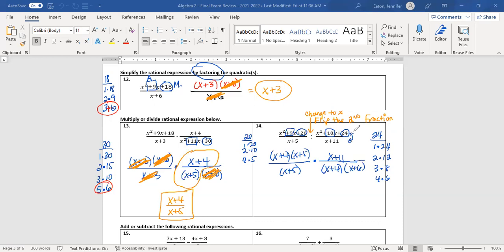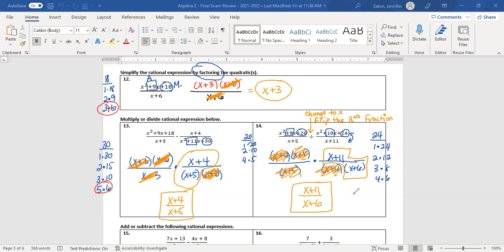Notice we flip-flopped this. That's critical. That's crucial. Make sure you're paying attention to that. So I have an x plus 4 on top and an x plus 4 on bottom. I have an x plus 5 on top and an x plus 5 on bottom. Nothing else is the same, top to bottom. So we write x plus 11 on top, x plus 6 on bottom, and that's our final answer for number 14.